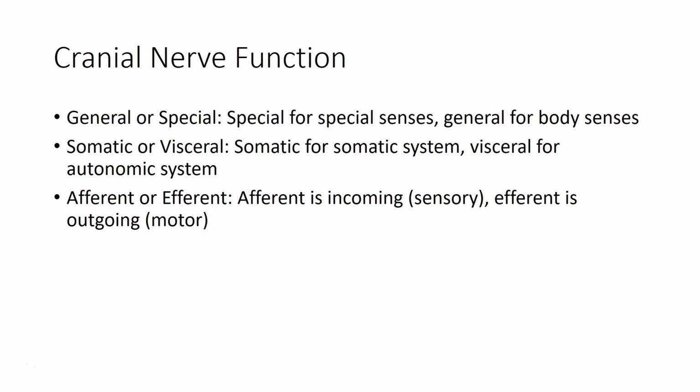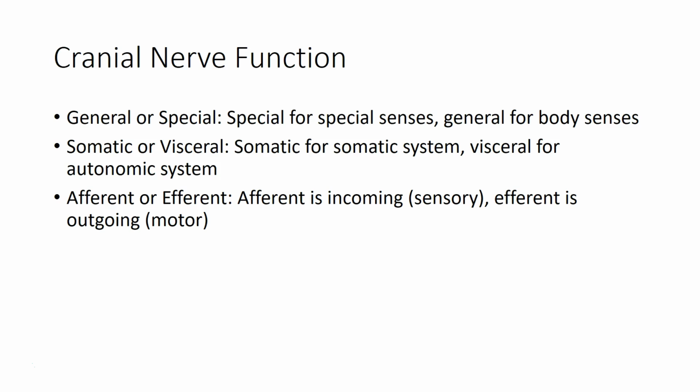Each cranial nerve can be described more specifically in terms of functions on 3 different dimensions. One is the dimension of general versus special, where special relates to our special senses like vision and hearing, and general relates to senses from the body, like touch and proprioception.